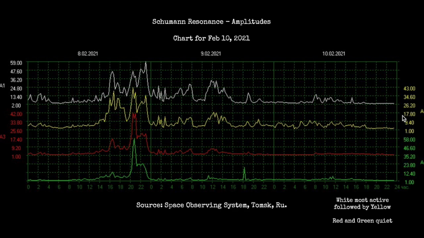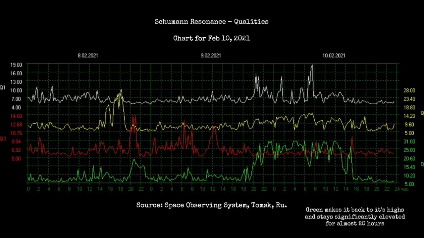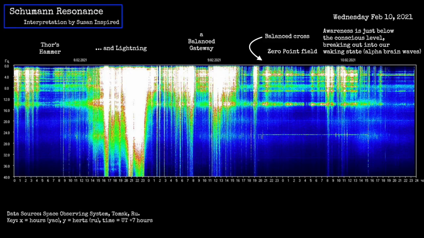But you have to look at the numbers on the side to actually see what's going on here. Basically, there's minimal activity in green and red, but yellow and white are fairly active at the lower amplitudes, with white being actually the most active, peaking at 13 plus hertz. Now this is really interesting. The quality of the green went up and was significantly elevated for I think about 20 hours. All right, so let's go back to the main chart here.